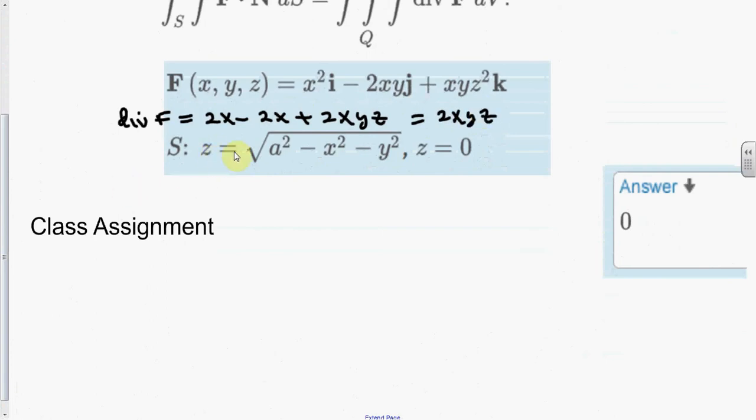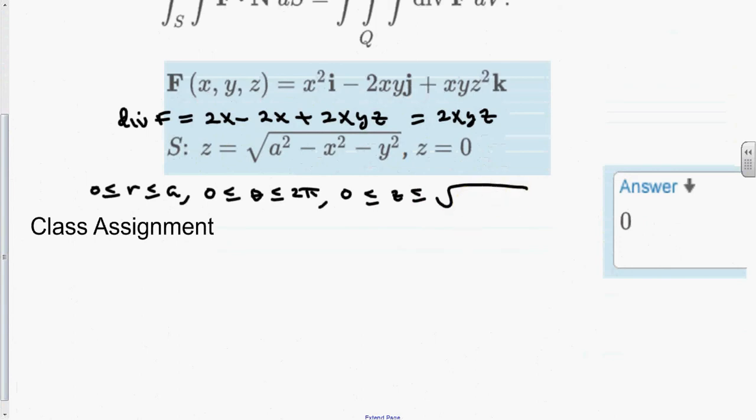And then z is given by this radical, so we need that. If we convert to cylindrical coordinates, then we have x, y, z, but we'll use r, theta, and then z. So r goes from 0 to a. Here, for x and y, it's a complete loop. So theta goes from 0 to 2 pi. Then z goes from 0 to the square root of a squared minus r squared.